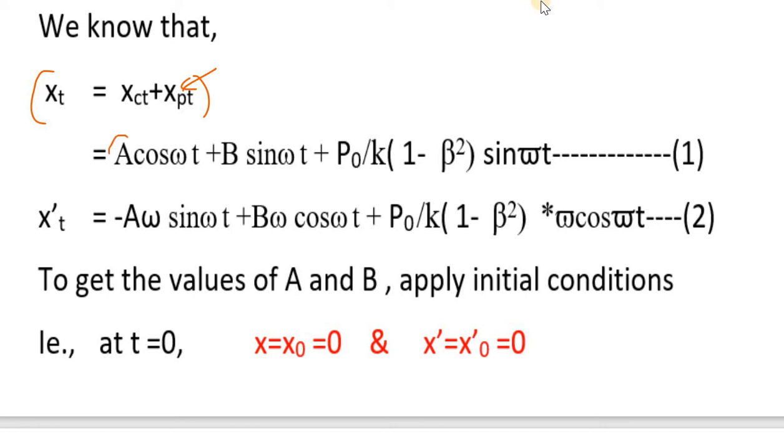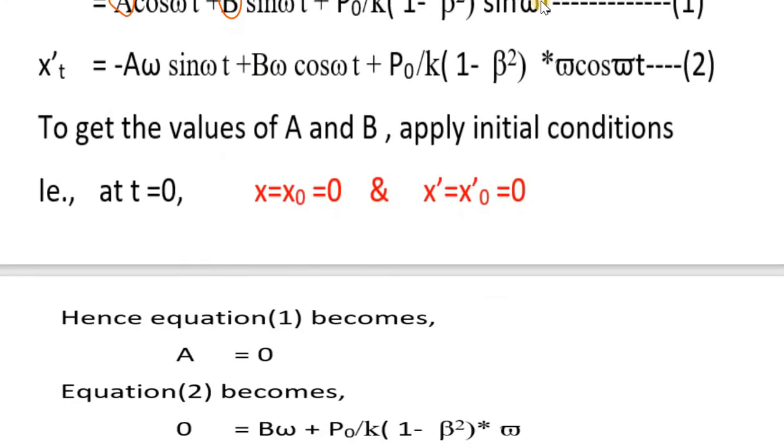Now I have to find out what is a and what is b. For that I have the boundary conditions. At t equal to 0, our displacement x is equal to x0, which is 0, because the sine wave is going like this. Initially the velocity is 0. Since the displacement is 0, therefore x dot will be equal to x0 dot, which will be equal to 0.